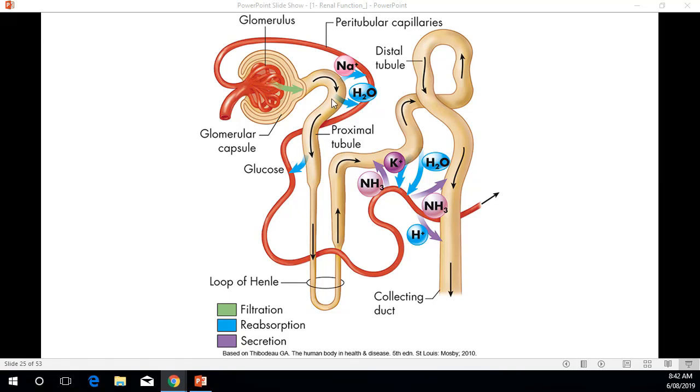need back. Okay, and it keeps passing. Certain acids that we don't need, they are excreted, they are secreted into the tubules. More reabsorption, secretion, ultimately you have urine which is excreted. Okay, so three processes for urine formation.